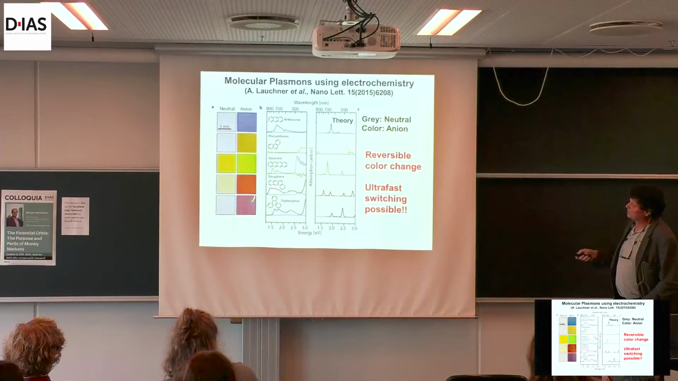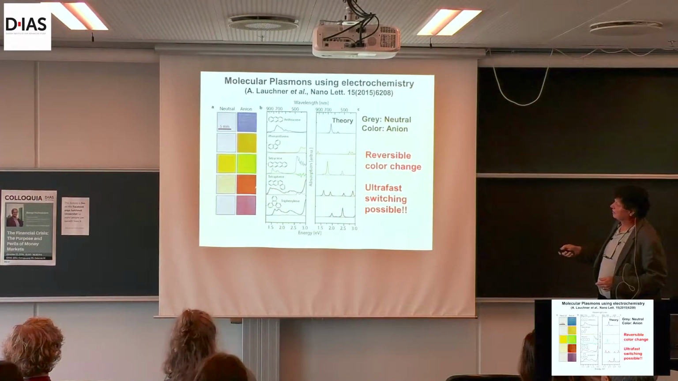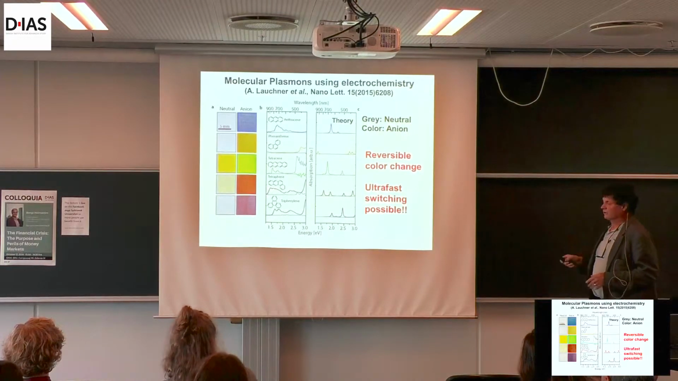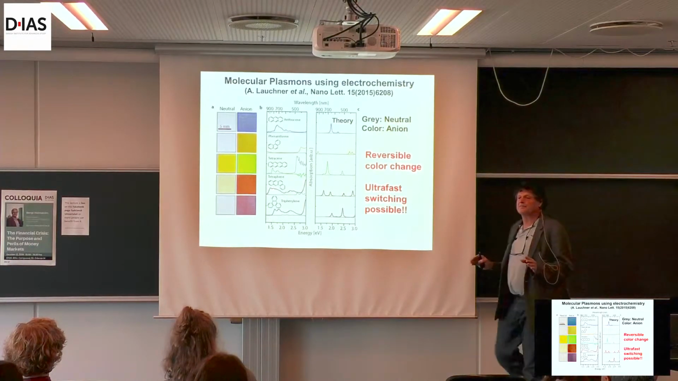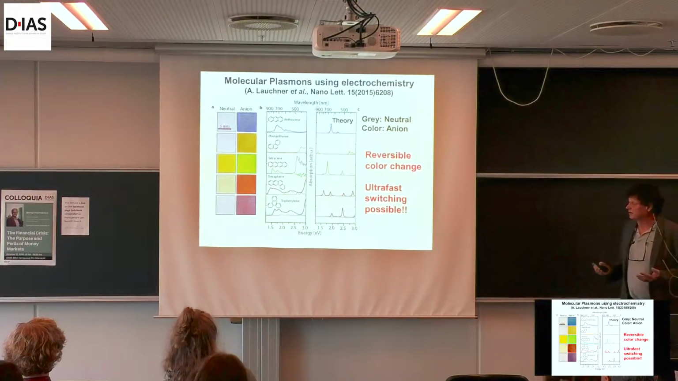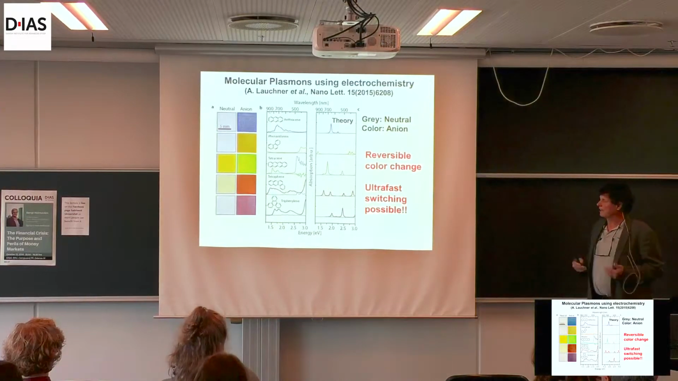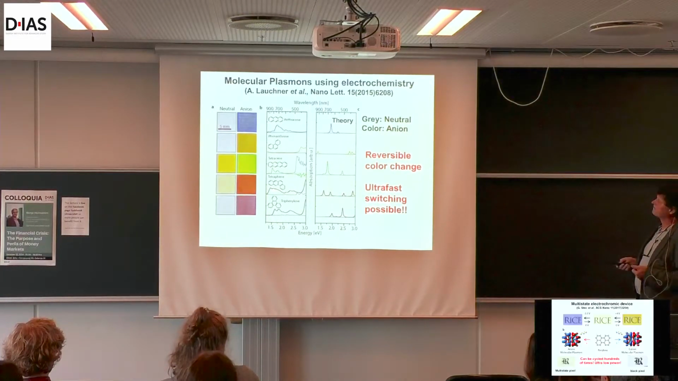And this was done electrochemically, and this is a picture of the color change. This is in the neutral state, this is in the negatively charged state. There's the measured spectrum, here's the theory. So it completely verified the theoretical predictions. We have these molecular plasmons, a very interesting possibility now for changing light harvesting plasmonics.